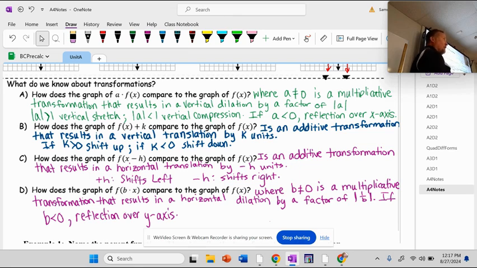Here's the kicker. This is the one you really want to write down. I've always had a problem with this until I graphed that one and then it made sense to me. Outside the function, that's vertical. Inside, we compare that to the horizontal. I don't know why that's the case. It's just something that mathematicians decided. If it's f of b times x on the inside, then the dilation factor is an inverse relationship. It's 1 over b.